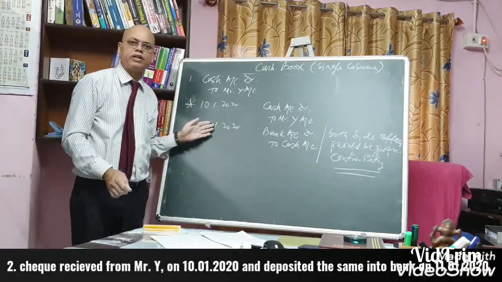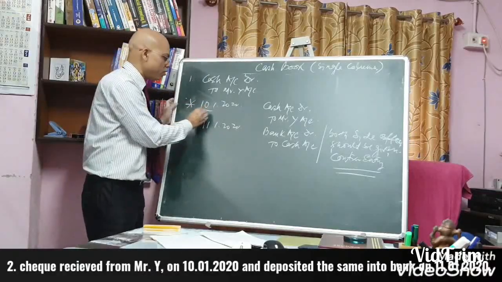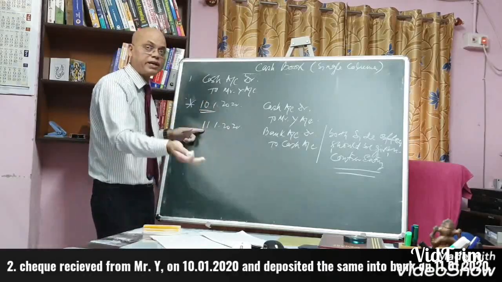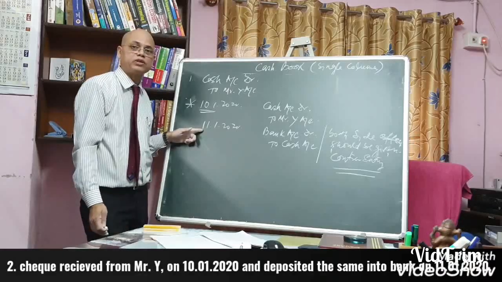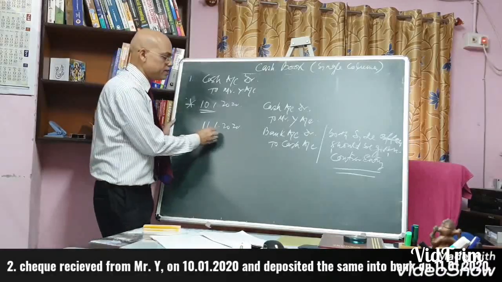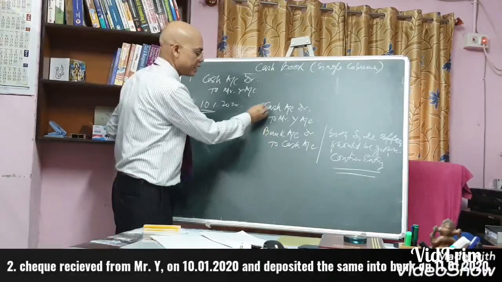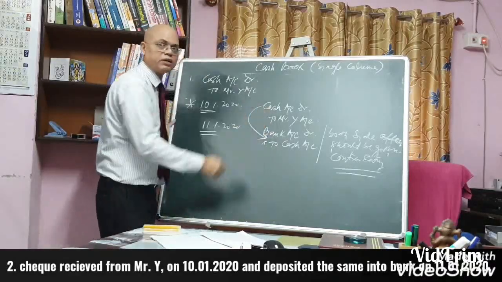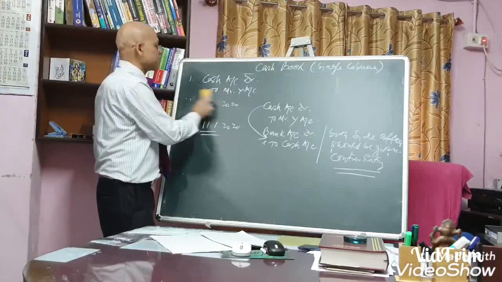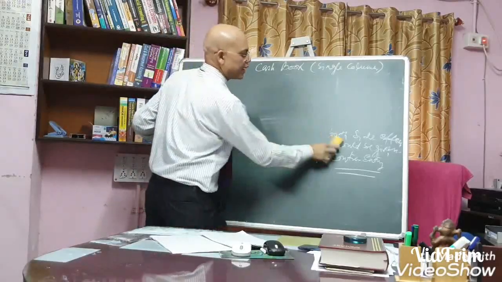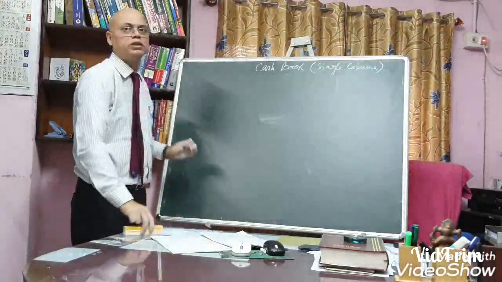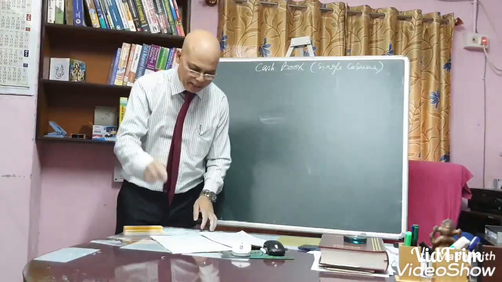Suppose Mr. Y has given you the check and on the first day, on 10th January, you have got the check and you have kept the check in the cash box, and on the second day you are giving the check to the bank, you are depositing, therefore in the next day bank account debit to cash. Cash and cash has been cancelled and ultimately bank to Mr. Y. In this way, if you pass the journal entries, then your cash book will be right. Mechanically, if you try to work out, then never you will get the correct result.